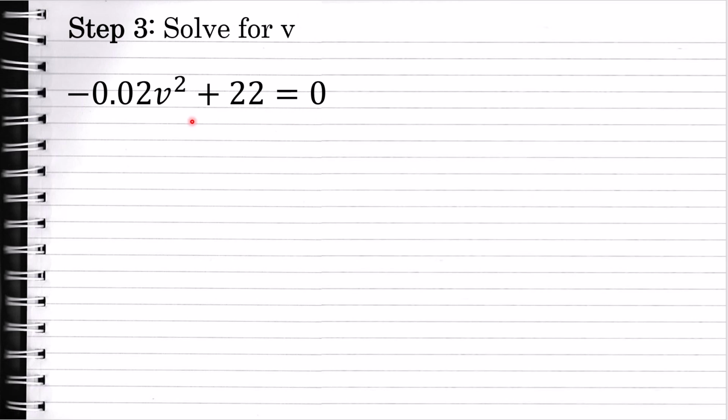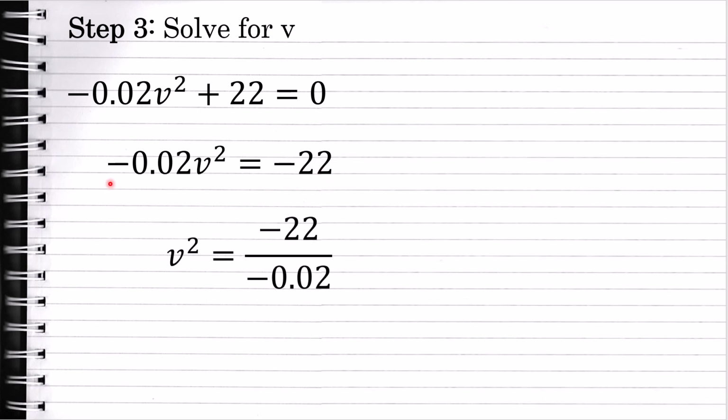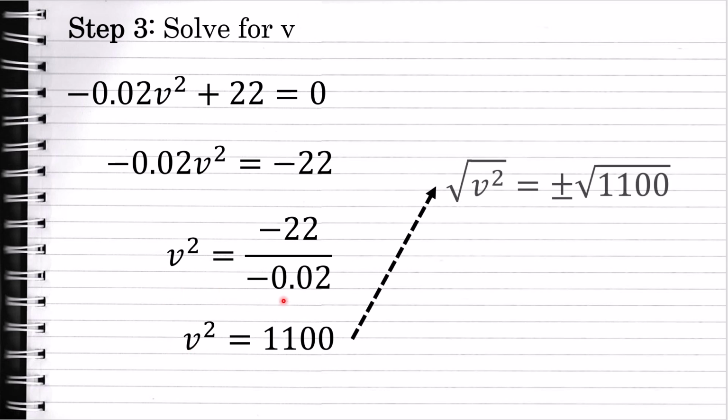Let's begin by subtracting 22 from both sides of the equation and then dividing both sides of the equation by negative 0.02. That means that v squared is equal to negative 22 divided by negative 0.02, which is positive 1100. We can then find the value of v by taking the square root of both sides of the equation.